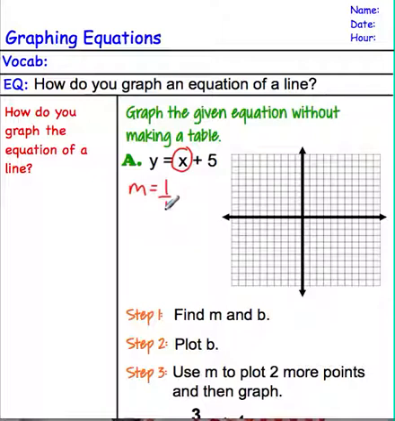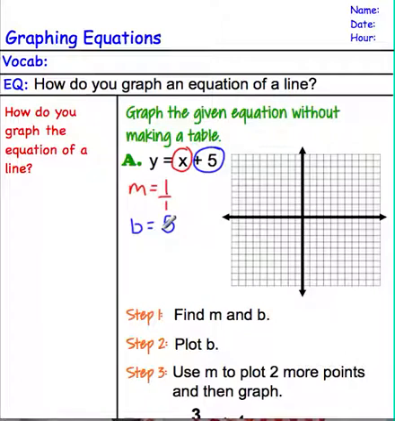Then I want to take a look at finding that y-intercept. And if I remember, this takes on the form of y equals mx plus b. So this plus 5 here is therefore going to be our b. So I'm going to make a note that b is equal to 5.